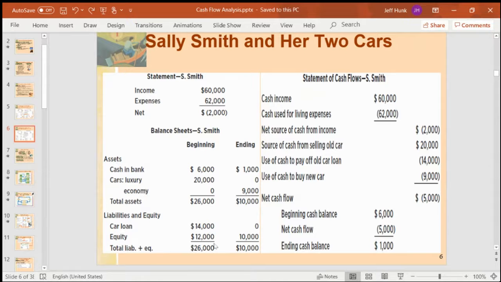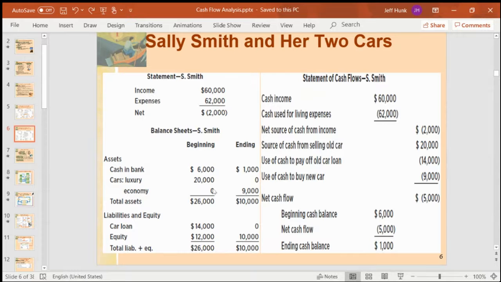Let's take a look at the balance sheet. At the beginning of the year, she had already $6,000 in cash in the bank. She had a car. She called it luxury, but a $20,000 car is certainly not luxury. Maybe it was probably a $100,000 car when she bought it, but by the time she sold it, 5 years later, it's only worth $20,000 in the market.